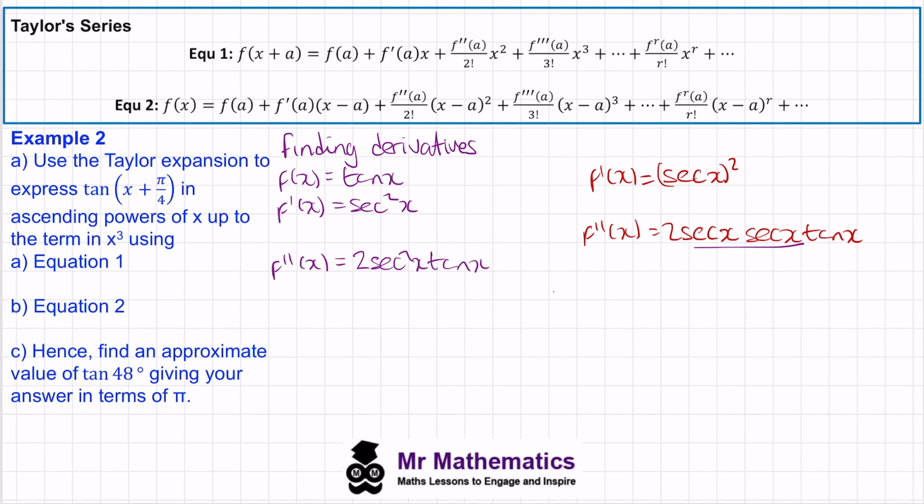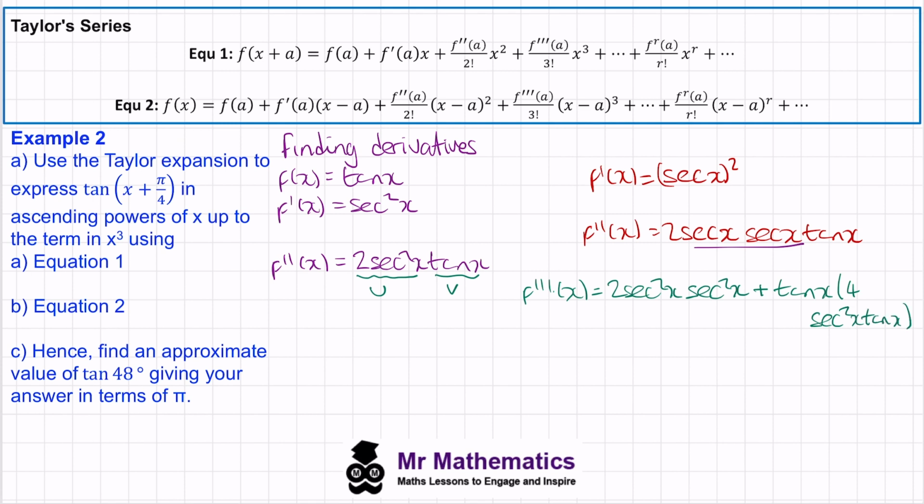So to work out our third derivative, we need to use the product rule. If we say 2 sec squared x is u and tan x is v, this will be u times dv, which is sec squared x, plus v times du. And we've already worked out the derivative of sec x here. So we multiply this by 2, and it becomes 4 sec squared x tan x.